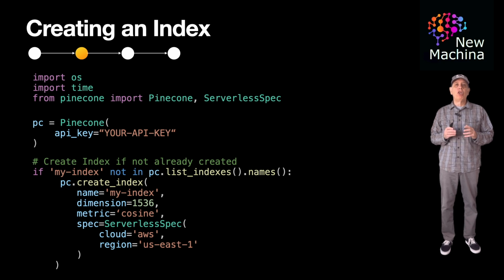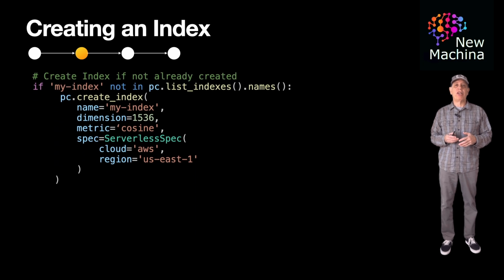Quick note, you will notice in the Python code that the Pinecone index creation call is inside an if block, which first checks to make sure the index does not already exist. If the index does exist, it skips over and doesn't try to create it again.